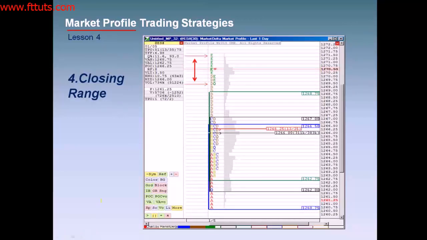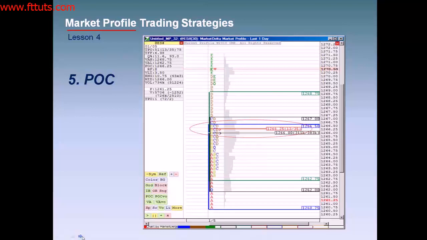Now, the closing range. The closing range is really the final period in the session. In this case, our final period is the letter E, and the range for this period extends from about 1269.50 all the way up to 1271.50. So once again, our closing range is the E period, and it's defined by those two key parameters. Now you've been able to identify the open range, the closing range, the value area, and the initial balance.